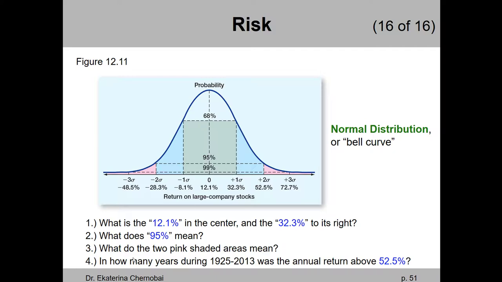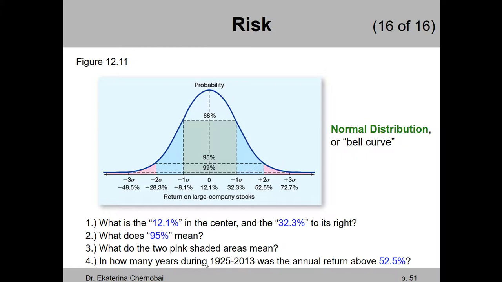That's question number 3. We can also add: what does 99% mean? It means 99% of the time the return is within 3 standard deviations, so minus 3 sigma to plus 3 sigma. And the remaining 1% of the time, so 1 in 100 years, the return is super high, above 72.7% in 1 year, or super low, losing more than 48.5% of your money in 1 year.